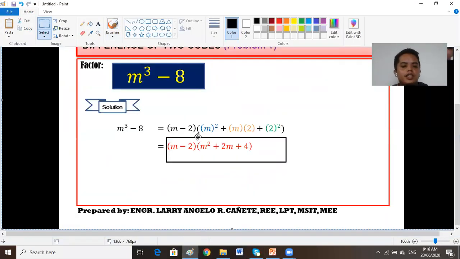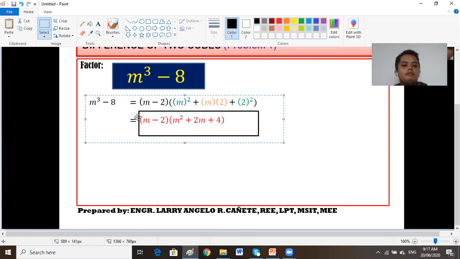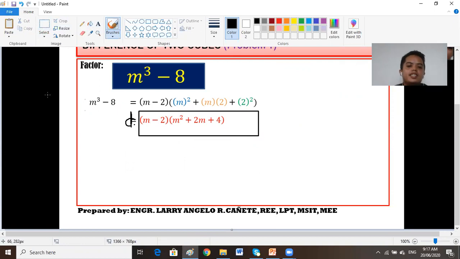So for example, this is the question here. And then you want to verify if that is the correct answer. So for example, this is choice letter D in the board exam. So you do the reverse process.